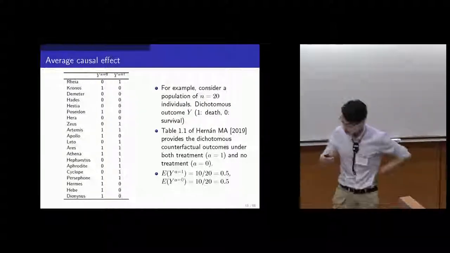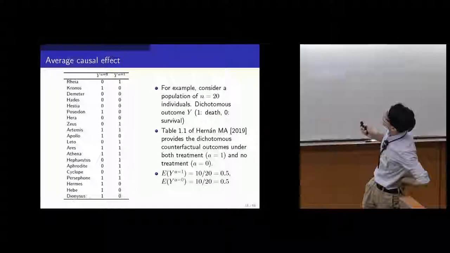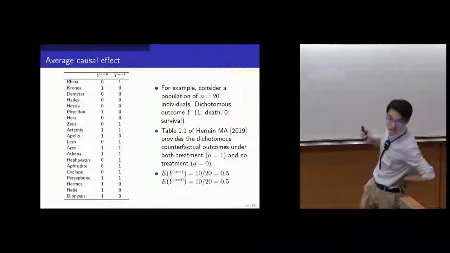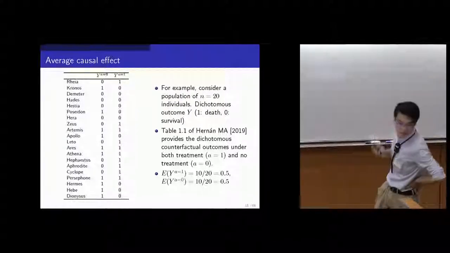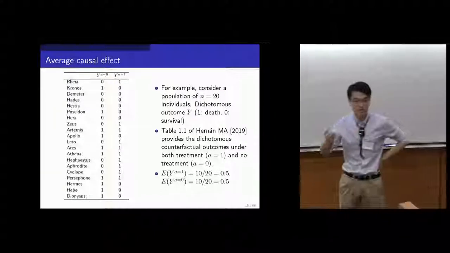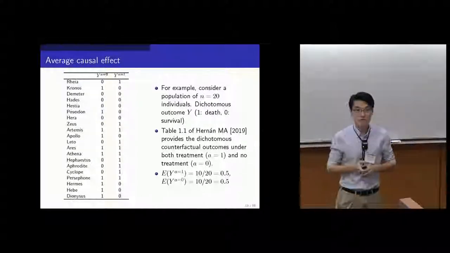the second column, or this column, are all the potential outcomes if, right, you did not take the treatment for each person. So for example, for this person, if you did not take treatment, right, you will survive, and if you take treatment, you will die. Okay? And for some other people, the treatment has no effect. So this person will survive no matter what. Okay? So for each individual in the population, right, he or she has this pair of potential outcomes.